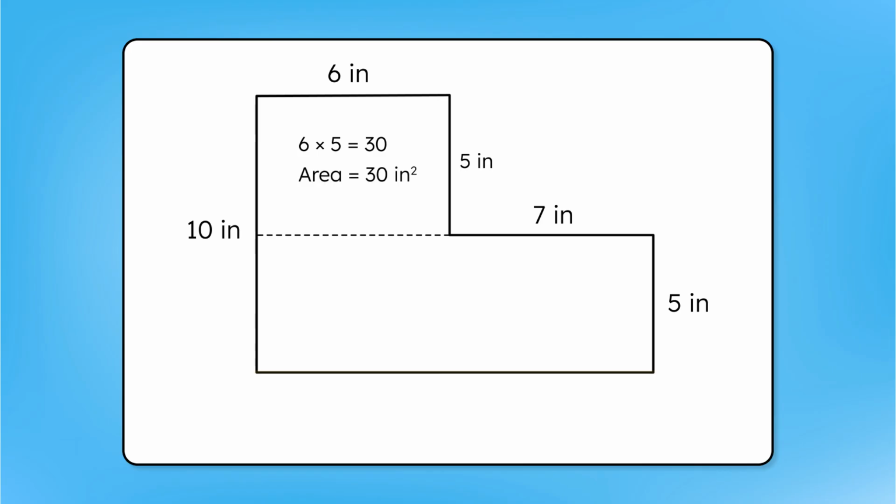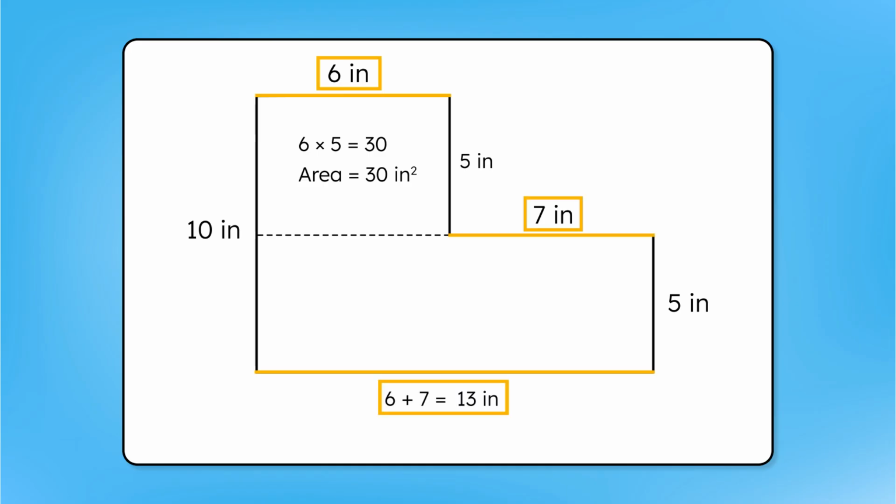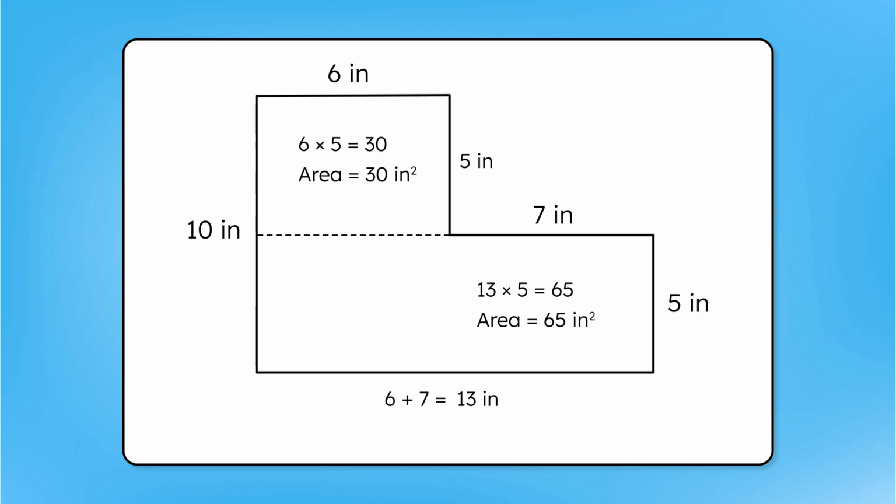And to find the length of this bottom rectangle, we can add the two partial lengths of 6 inches and 7 inches. That's 13, so the bottom rectangle measures 13 inches by 5 inches with an area of 65 square inches. The total area, 30 plus 65, equals 95 square inches. Even though we split the composite shape differently this time, we still found the same total area.